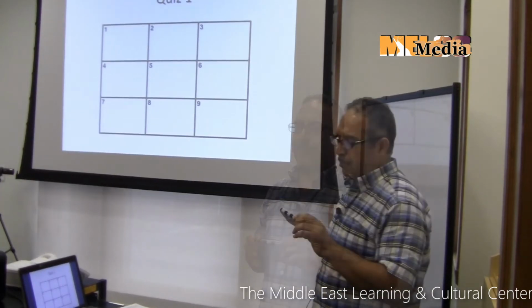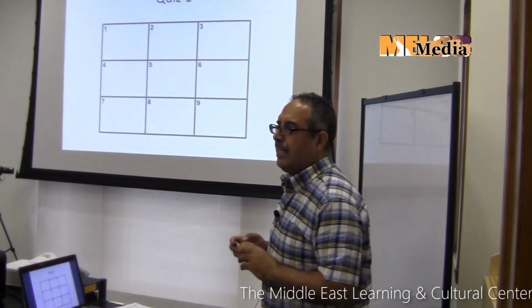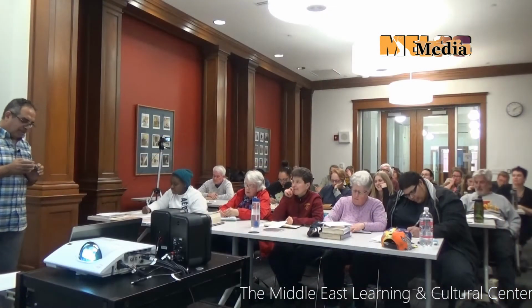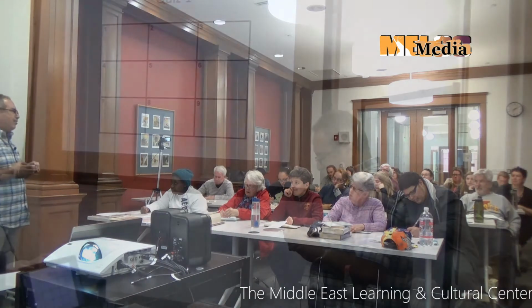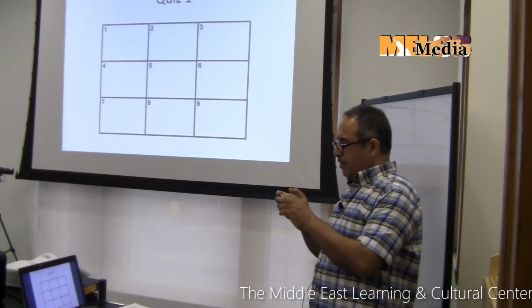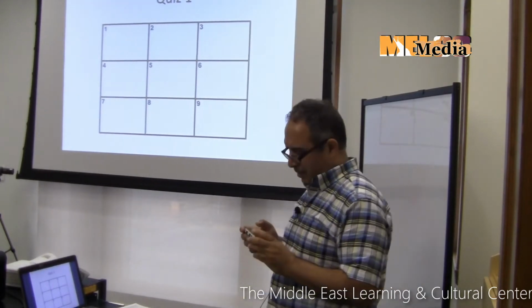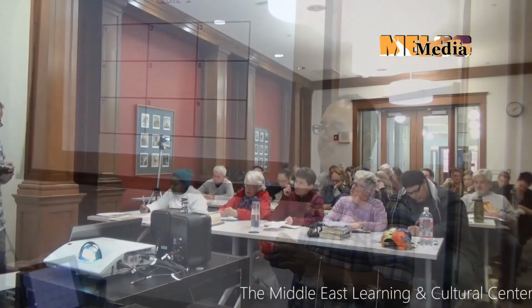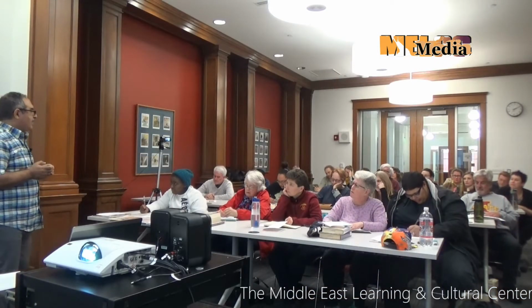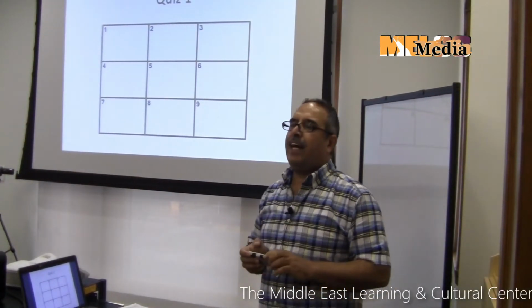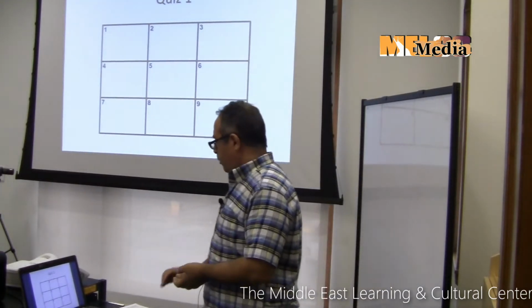ba. Number 2, kha. Number 3, dal. Number 4, sin. Number 5, alif. Number 6, sheen. Number 7, ra. Number 8, ta. And last one, zai. You guys ready to find out?